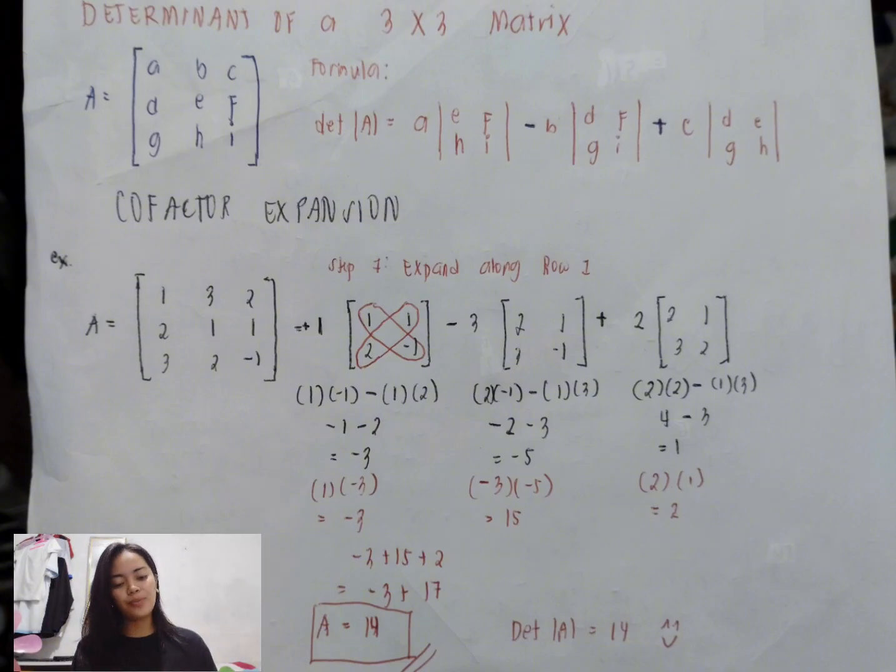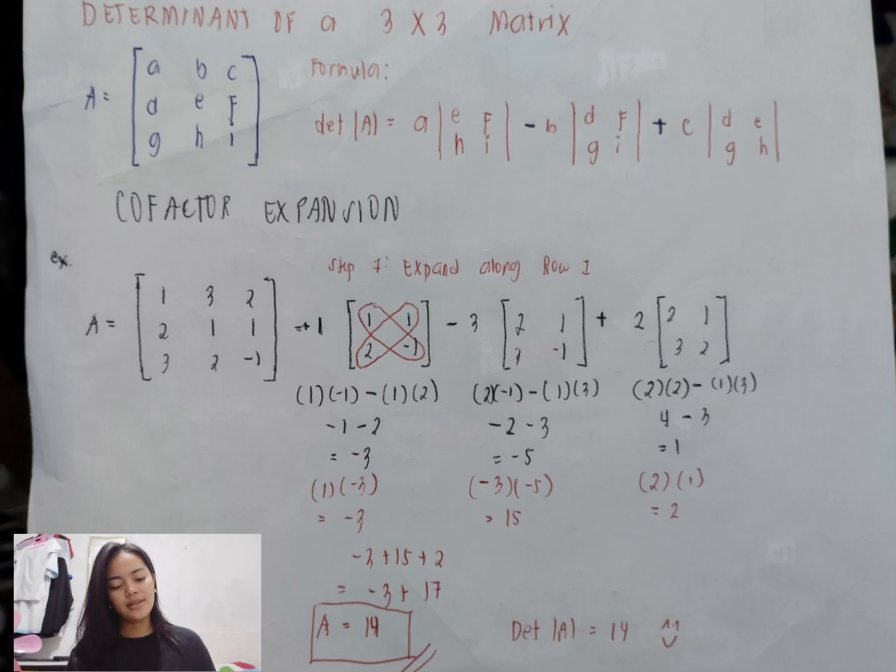After getting the answer, we multiply the negative 3 by the outside number of the braces, which is 1. So 1 multiplied by negative 3 is negative 3. That is the answer. Let's do the same thing with the following numbers, the same process. After getting their products, we have here 15 and 2.